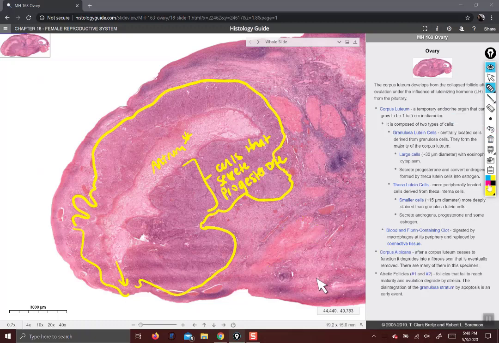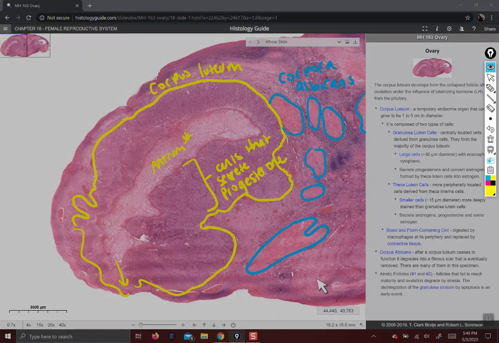Actually, I should do these in a different color probably, so let's do blue. So this one has a lot of corpora albicans. So blue are corpora albicans, and yellow is a big old corpus luteum. So corpus luteum means yellow body, corpus albicans means white body. So yellow body, white body, named for their gross anatomical appearance on a sectioned ovary.